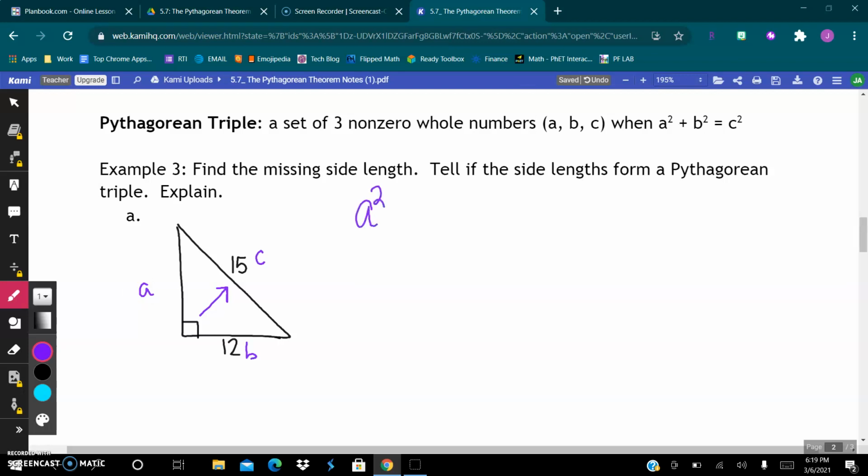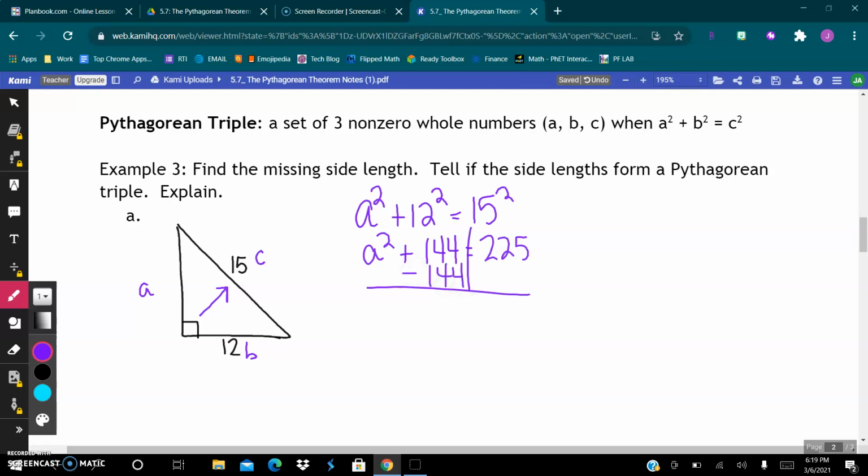So I don't know what A is. B is 12, and C would be 15 in this case. So A squared plus 12 squared is 144, and 15 squared is 225. And then we're going to minus 144 from both sides. So 225 minus 144 is 81. And then we have to take the square root to cancel the square. So A is 9. So our 3 sides are 9, 12, and 15.